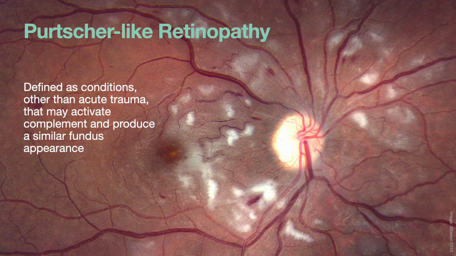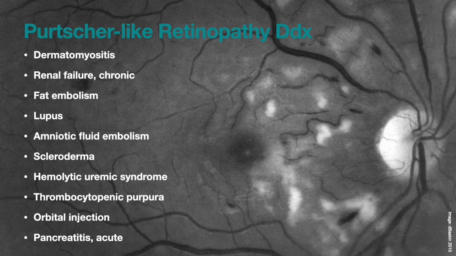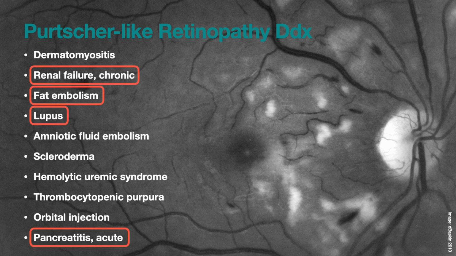So Purtscher-like retinopathy is basically when you have conditions other than acute trauma that result in that same Purtscher-like picture. This is a patient we had at UT last year. Extensive workup, never found a cause, unfortunately. So there is a differential. I used to have a ridiculous mnemonic. I think you should just know a few things. Renal failure, fat embolism, lupus, pancreatitis. Those other things are important too, but you're going to do a thorough workup.